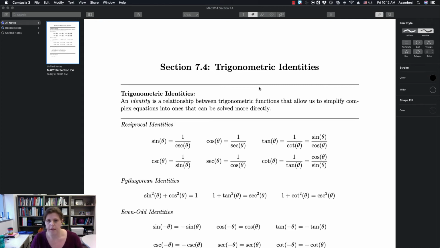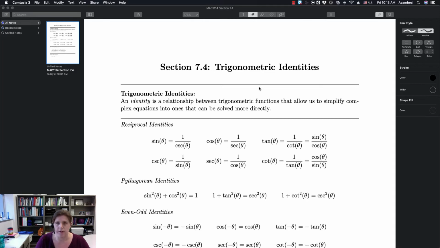Hello everyone. Today we're going to be starting to work with section 7.4. 7.4 starts our work with what's called trigonometric identities. Now, identities are formulas that allow us to take a complex trig equation and break it down into smaller parts or easier to work with pieces.